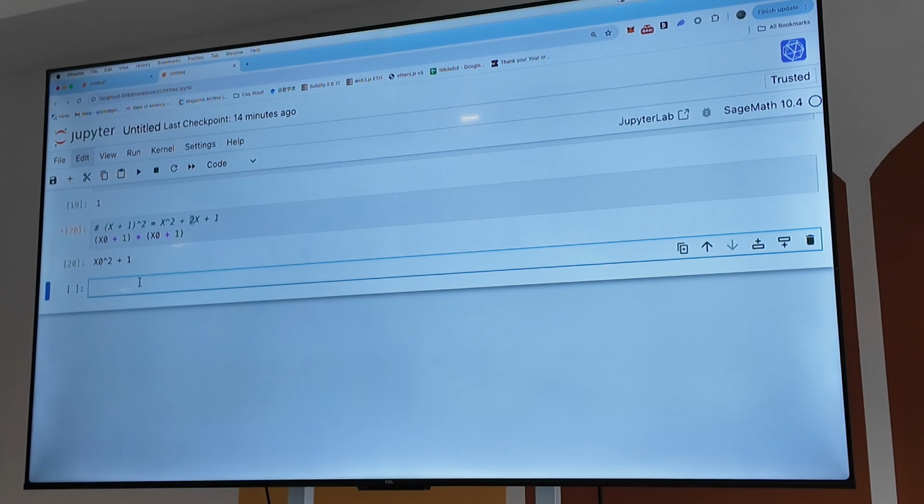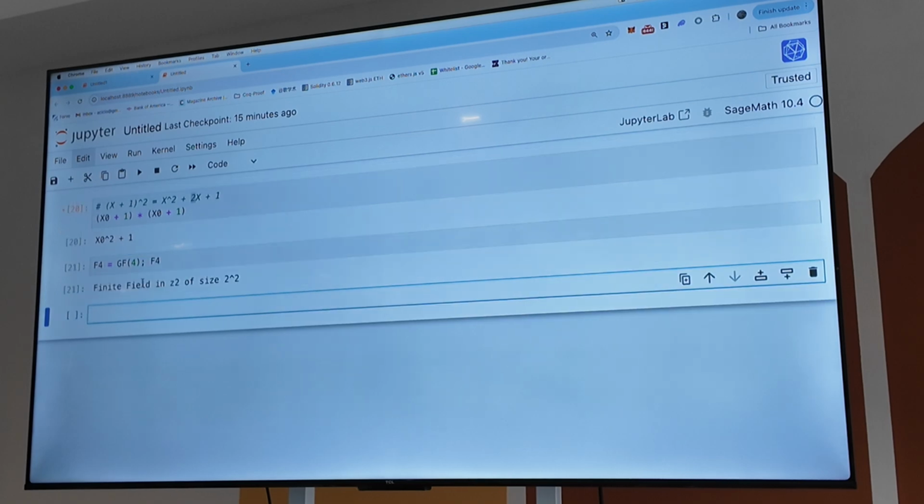Okay, this F2 looks very naive. So now let me introduce an extension field of F2, called F4. F4 is not a prime field because 4 is a composite. We can easily define that field, F4. F4 is a finite field in Z2 of size 2 squared.